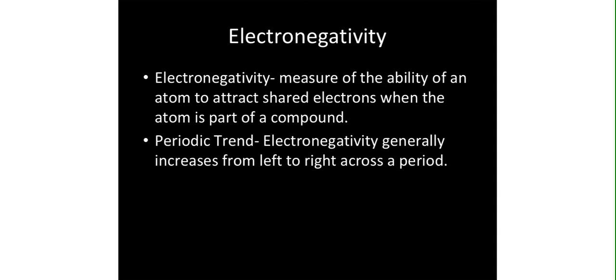Since metals have few valence electrons, they tend to increase their stability by losing an electron compared to your nonmetals, which have more valence electrons, and they increase their stability by gaining. The electronegativities of nonmetals are generally higher than those of metals. So the trend goes across the periodic table. Electronegativity generally increases from left to right. As you go from metals to nonmetals, your electronegativity is going to increase.